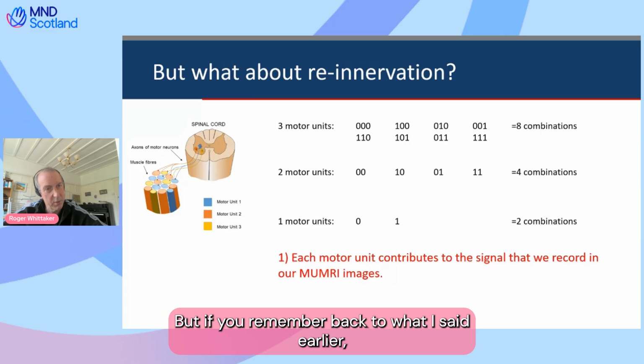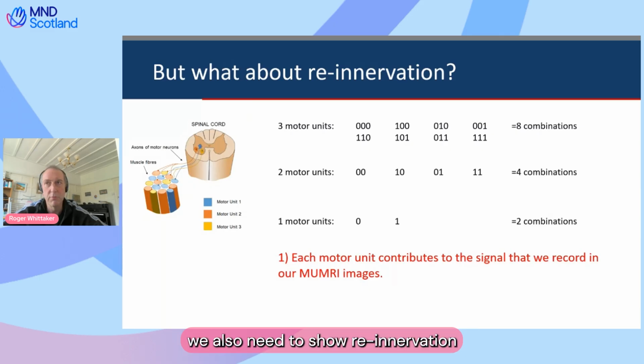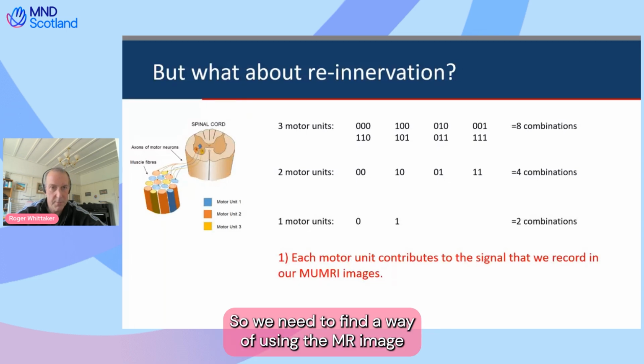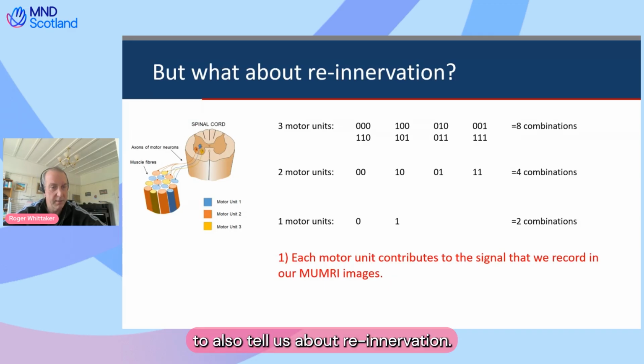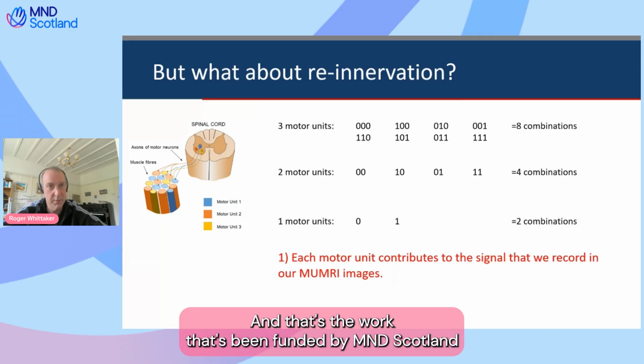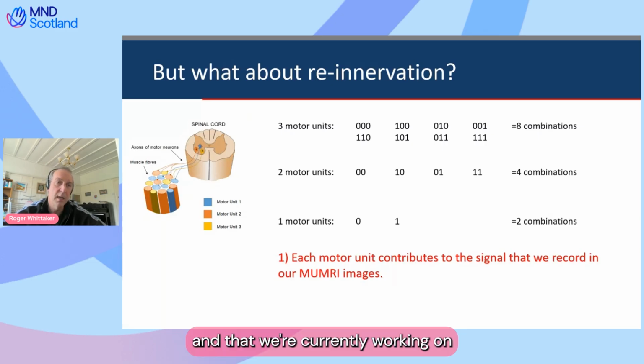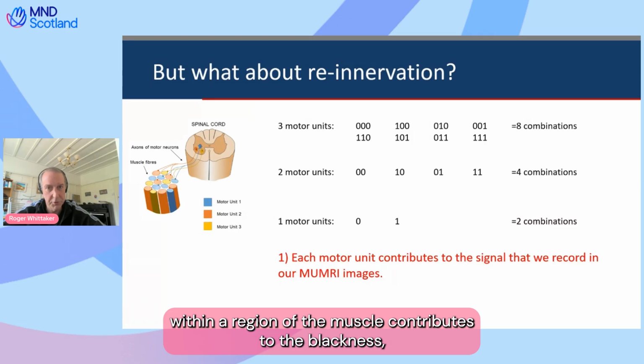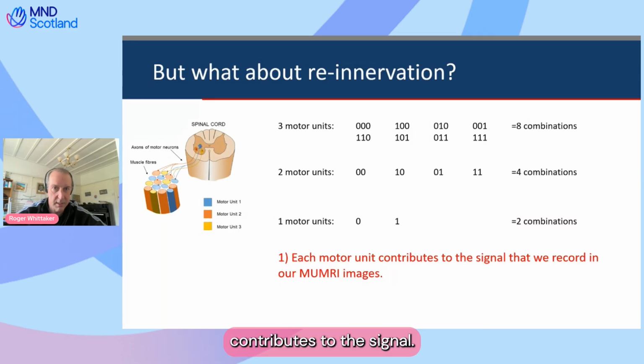But if you remember back to what I said earlier, we also need to show reinnervation. And that really comes down to the number of motor units that are left in the muscle. So we need to find a way of using the MR image to also tell us about reinnervation. And that's the work that's been funded by MND Scotland and that we're currently working on in a 3-year grant. So each of the motor units within a region of the muscle contributes to the blackness, contributes to the signal.